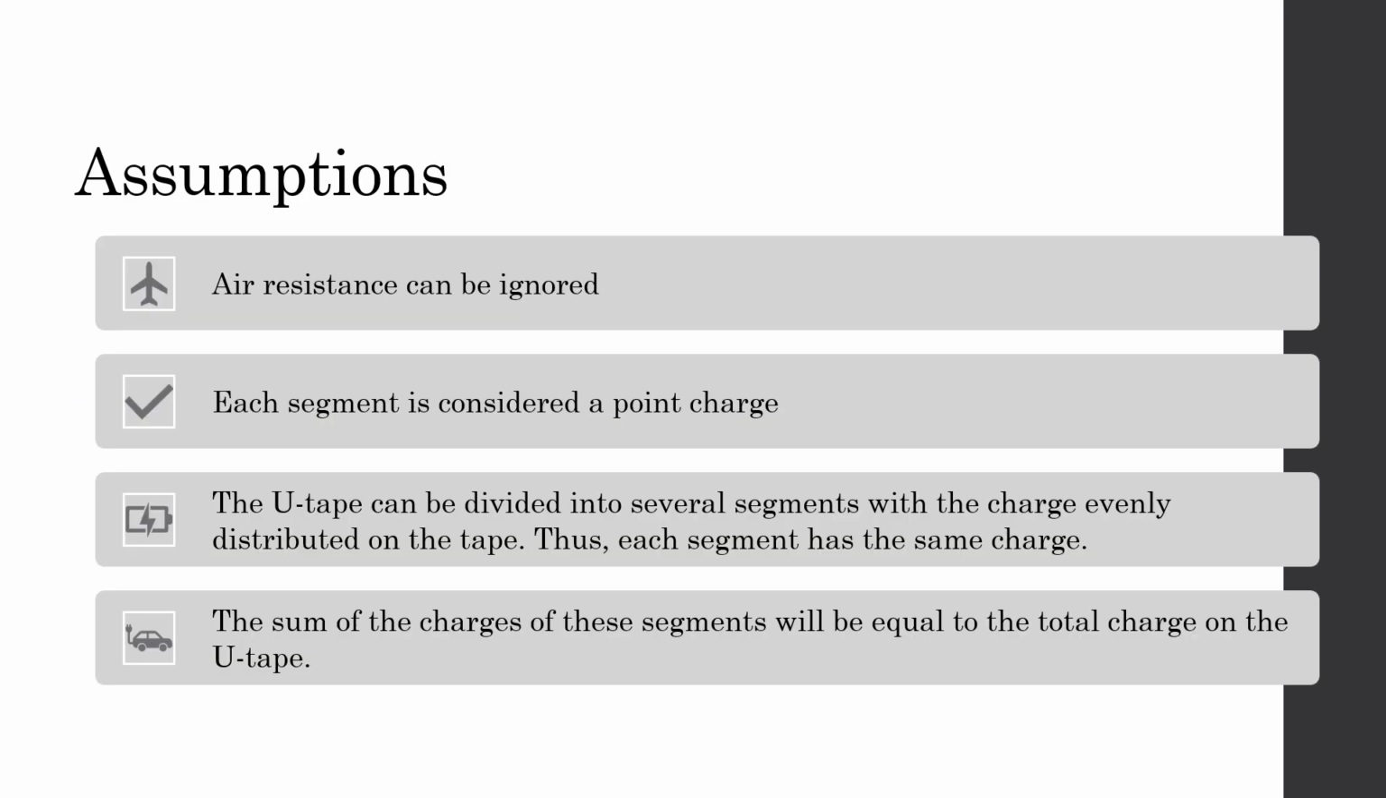So some of the assumptions we made in order to perform this lab were that air resistance could be neglected. Also that each segment was going to be considered a point charge, which might not be the case, but that's the way we did it in order for it to work. Also that the U-tape could be divided into several segments with charge evenly distributed on the tape. We don't know if this is the case, but that's what we worked with. And also that all of the charges would sum up to the total charge of the U-tape.